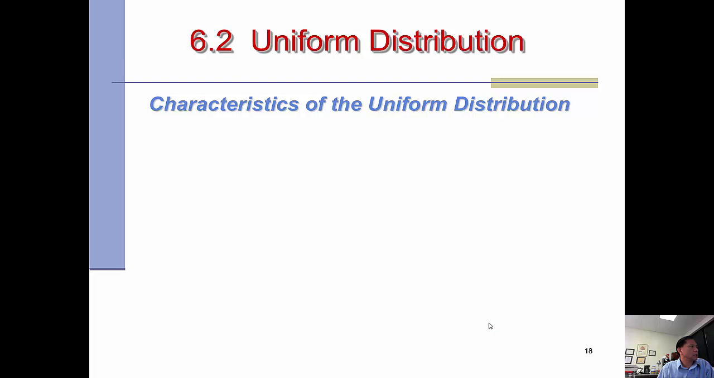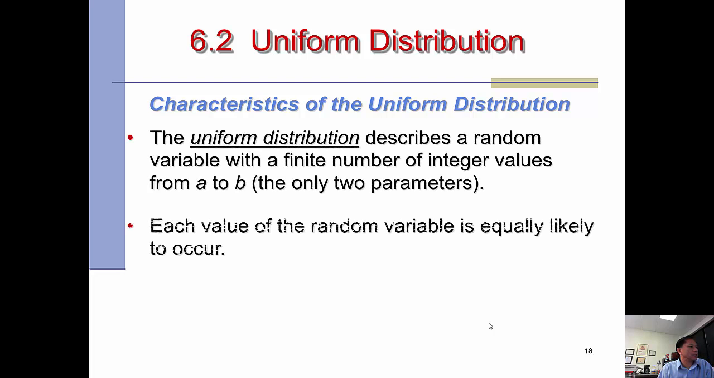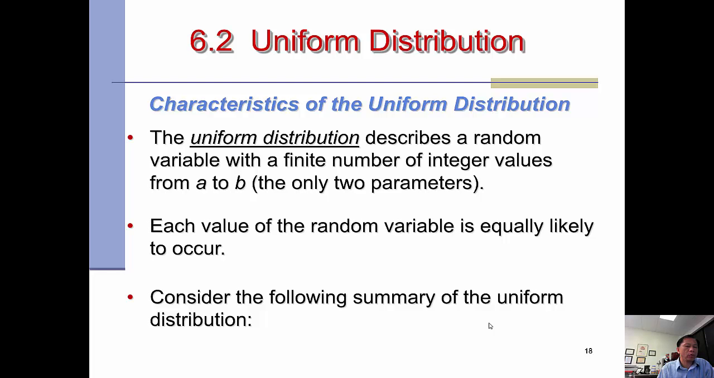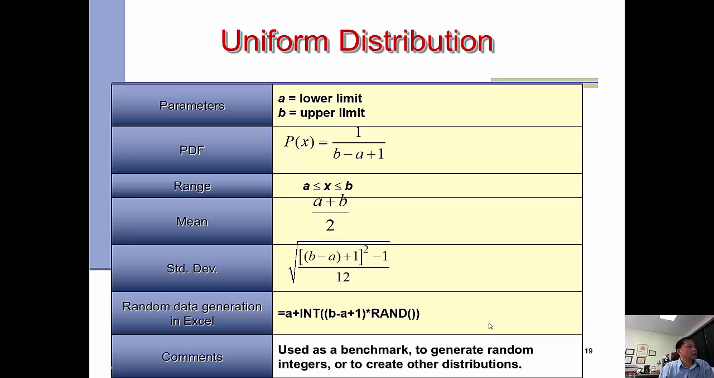All right, let's talk more about the uniform distribution, because that's the simplest form of distribution. A uniform distribution describes a random variable with a finite number of integer values from A to B, the only two parameters, A and B. A is the lower bound, B is the upper bound. Each value of the random variable is equally likely to occur, as the name uniform suggests. Let's consider this following summary of the uniform distribution.